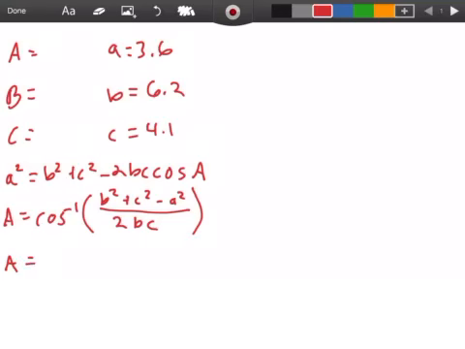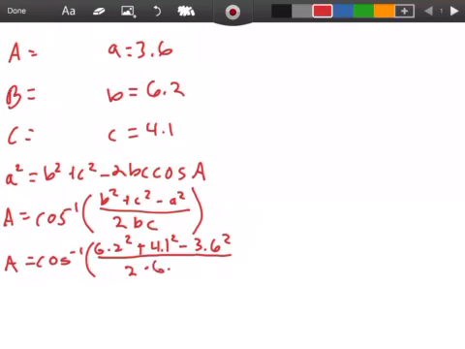When we do this, and I have to pull out a calculator, what we want is to find angle A. So let me write all this in here. It's 6.2 squared plus 4.1 squared minus 3.6 squared all over 2 times 6.2 times 4.1. That's what's inside the inverse cosine function. So give me a moment while I type all this into the calculator.